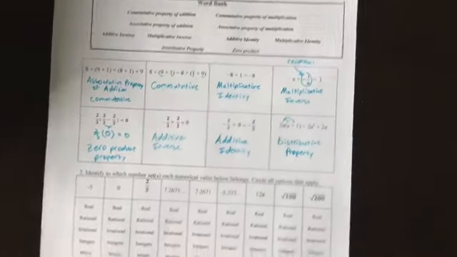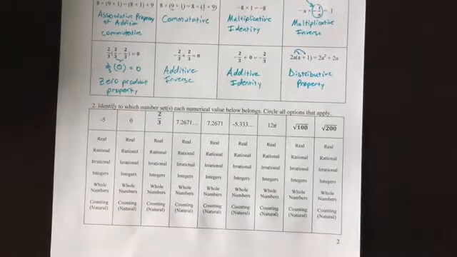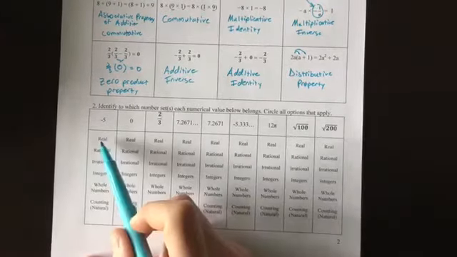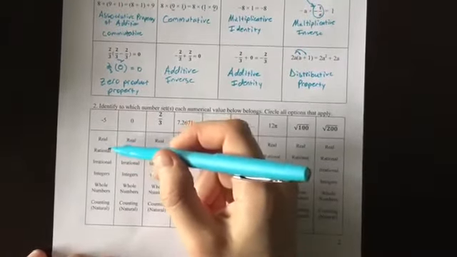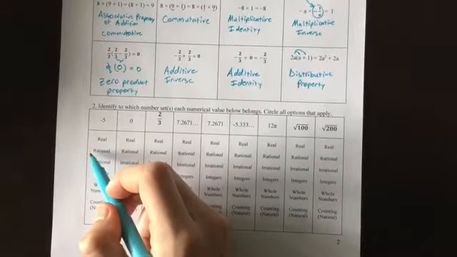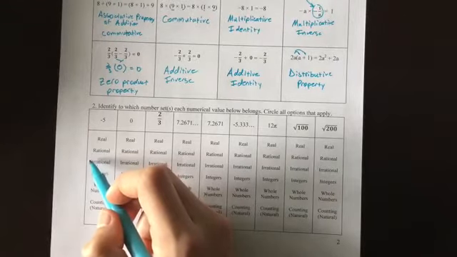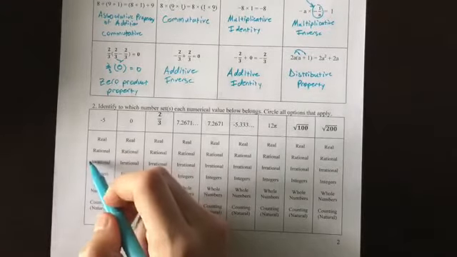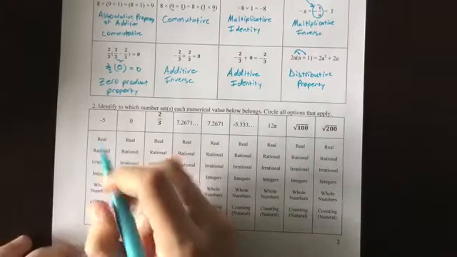Right. So now down here on number 2, we're going to identify which number sets each number or value belongs to, and we're going to circle all that apply. Now, a little review here. Real numbers, that's really any number you can think of, and it includes all the sets below it. Rational numbers, those are any number that can be written as a fraction. So that'll include decimals that terminate, stop, decimals that repeat, have a pattern, and integers, all those numbers.